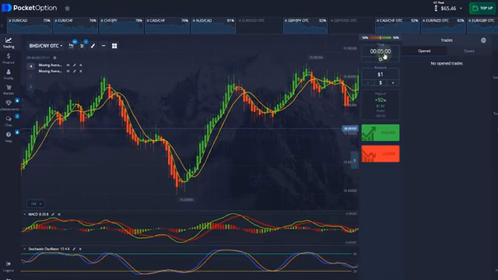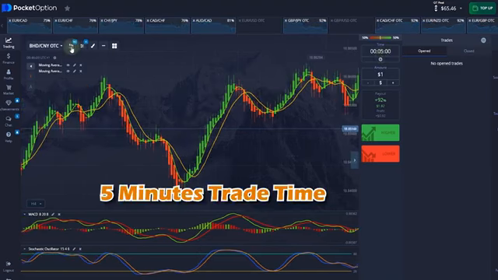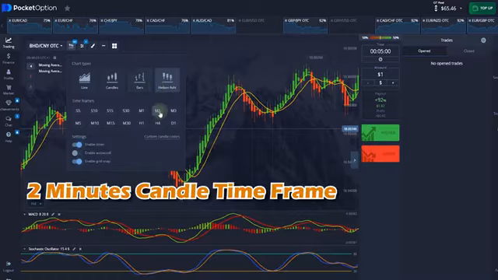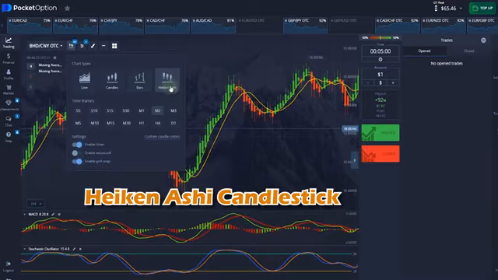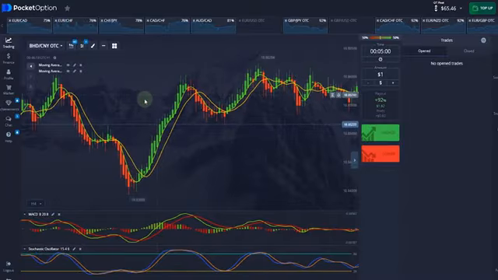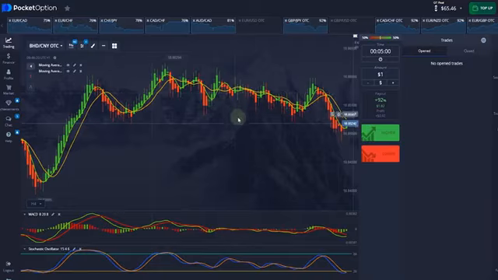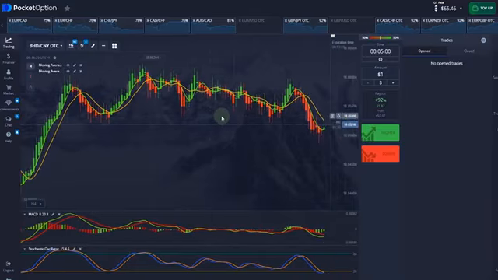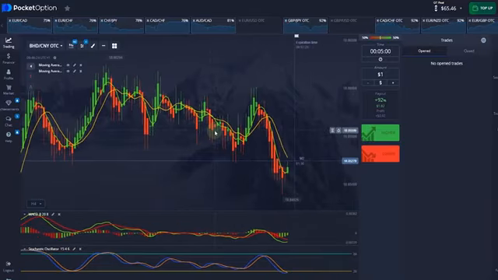We're going to be using a 5-minute trade time, and right here we're going to be using a 2-minute time frame. We're going to be using Heikin Ashi candlesticks, and that is pretty much all you need to see before you enter a trade. So guys, I'm going to go into the market right away. If I see an opportunity in the market, I'm going to come back and explain to you what you need to see before you enter a trade.